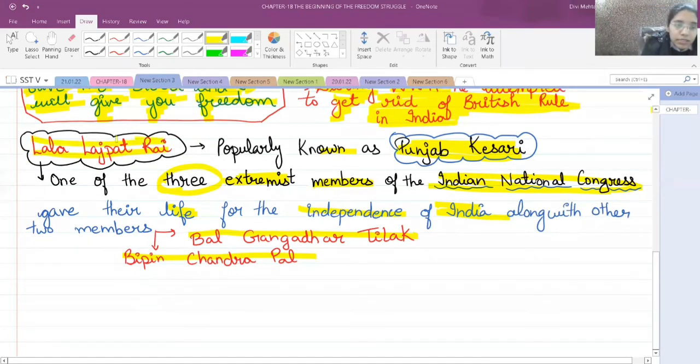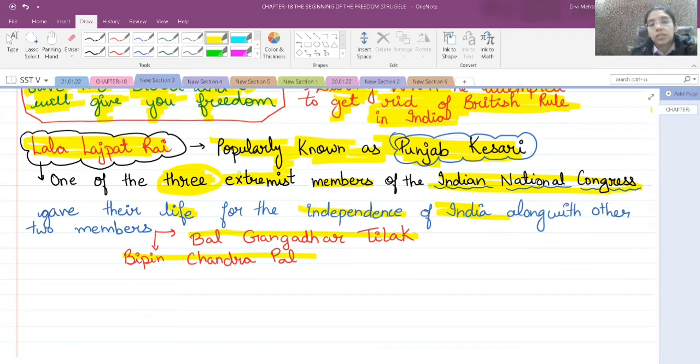Last but not least is Lala Lajpat Rai. He was popularly known as Punjab Kesari. He played a main role in India's freedom struggle. He was one of the three extremists. An extremist is a person who has an extreme political opinion. So Lala Lajpat Rai was popularly known as what?